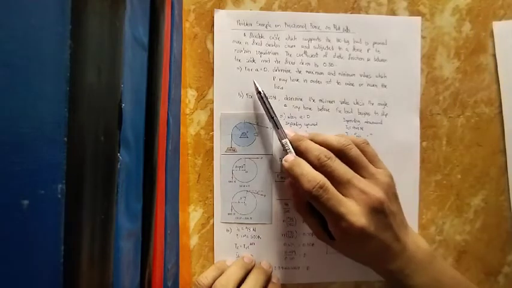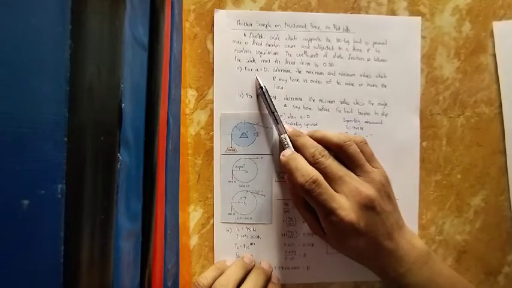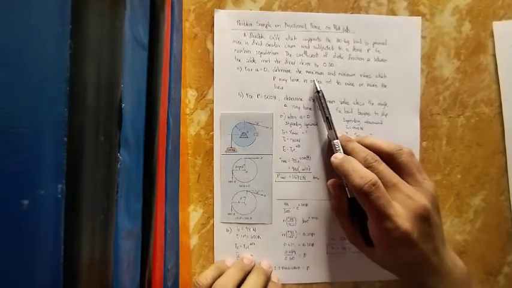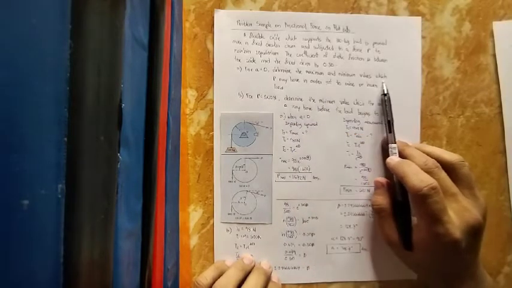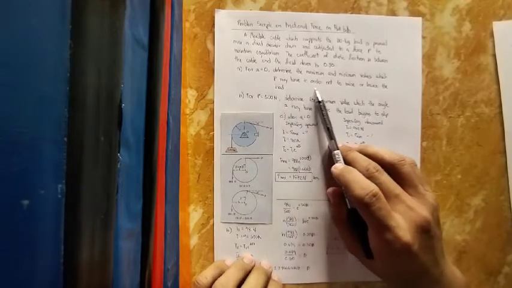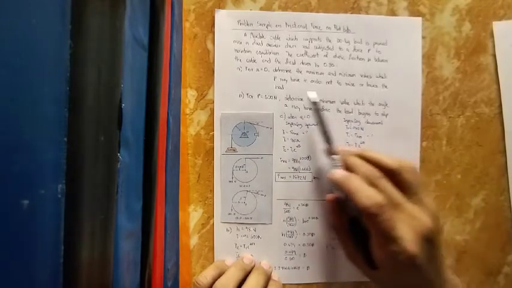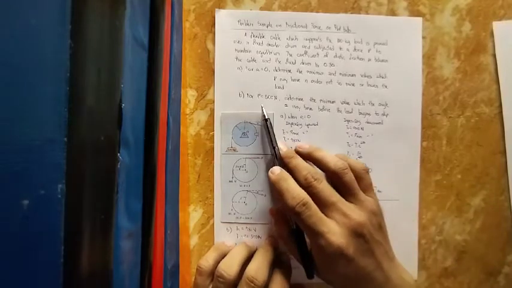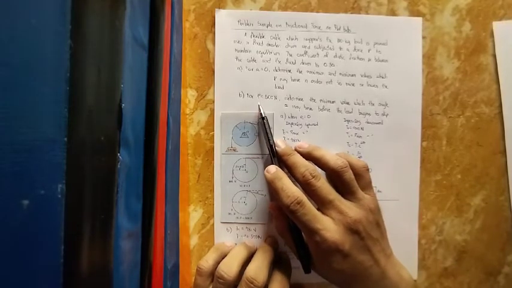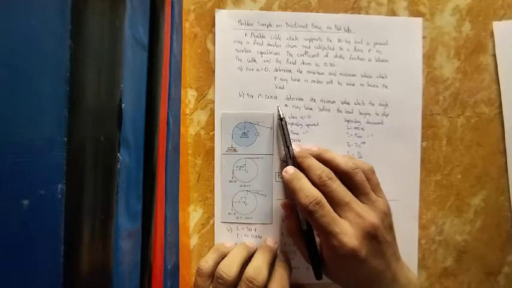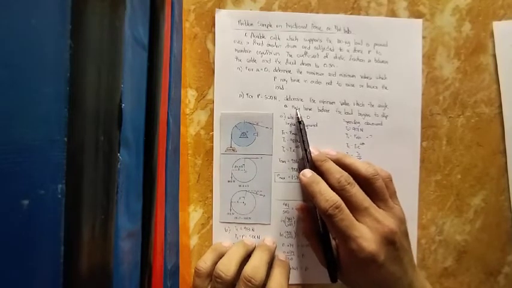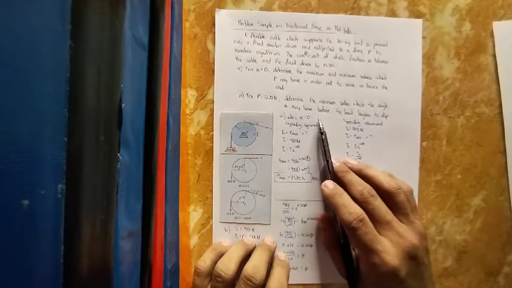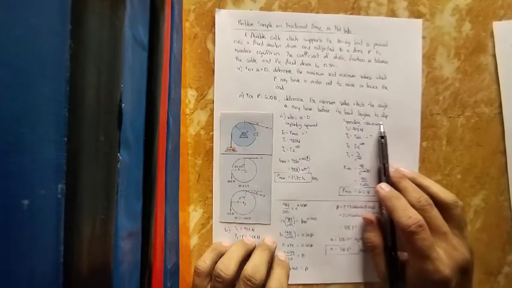When angle alpha is equal to 0, we need to determine the maximum and minimum values which P may have in order not to raise or lower the load. And B, when P is equal to 500 Newton, we need to determine the minimum value which the angle alpha may have before the load begins to slip.